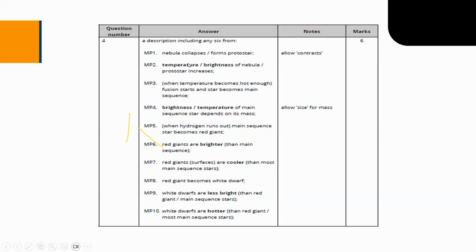If we look at the mark scheme for it, you can see there's a whole bunch, 10 marking points. So although the maximum number of marks is 6 on the right-hand side, they can pick up that 6 by getting any 6 of those marking points, the whole list of possible answers there, with some notes suggesting alternatives. So instead of saying the nebula collapses, they can say contracts. Instead of saying that the brightness or the temperature of a main sequence star depends on its mass, they can also allow the word size. So it gives different alternative wordings.